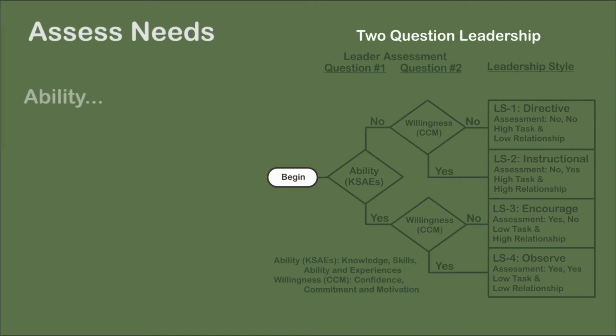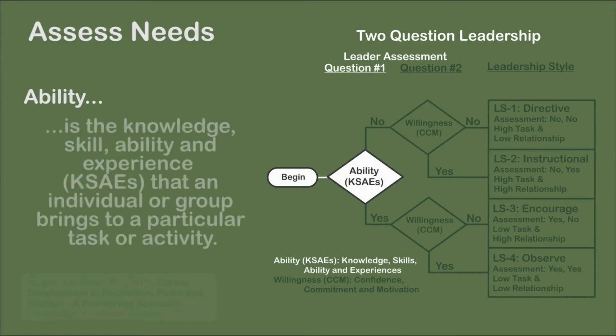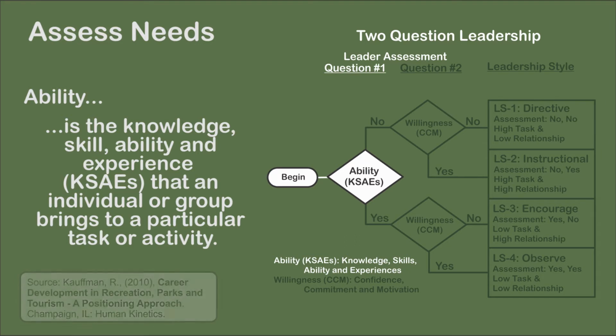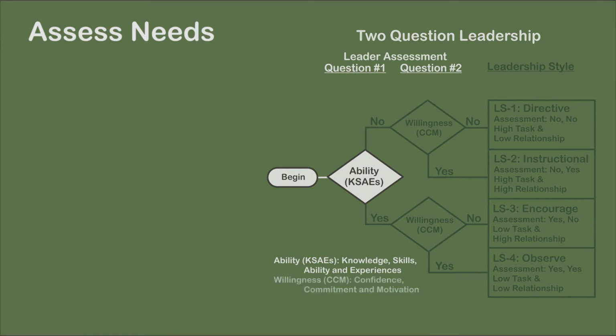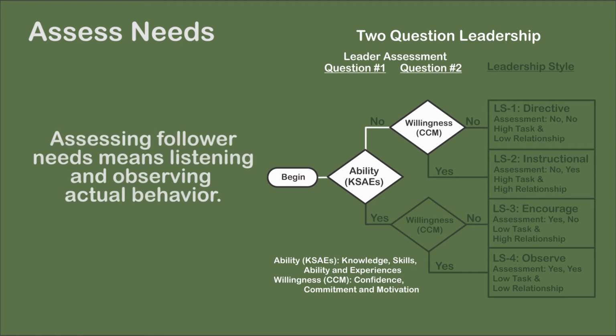The first question asks, does the follower have the ability to perform the task or activity? Ability is defined as having the knowledge, skill, ability, and experience to perform the task or activity. It is demonstrated performance. The second question asks, does the follower have the willingness to perform the task or activity? Willingness is defined as having the confidence, commitment, and motivation to perform the task or activity. It focuses on their socio-emotional capability. The leader needs to listen to the follower or observe actual behavior.